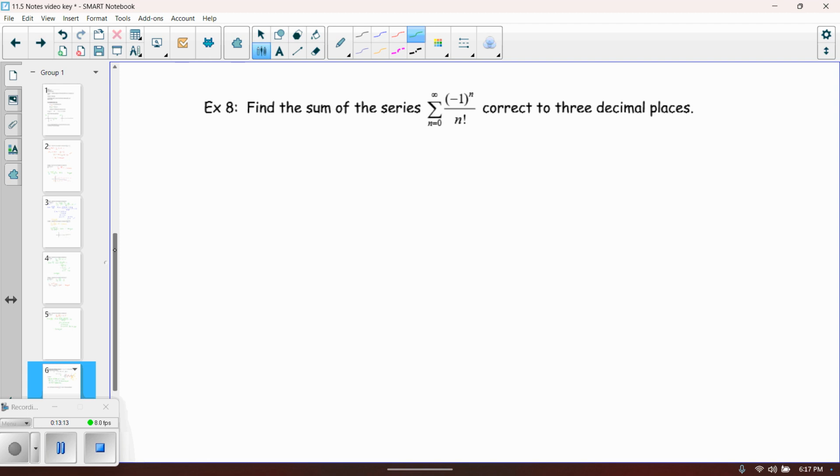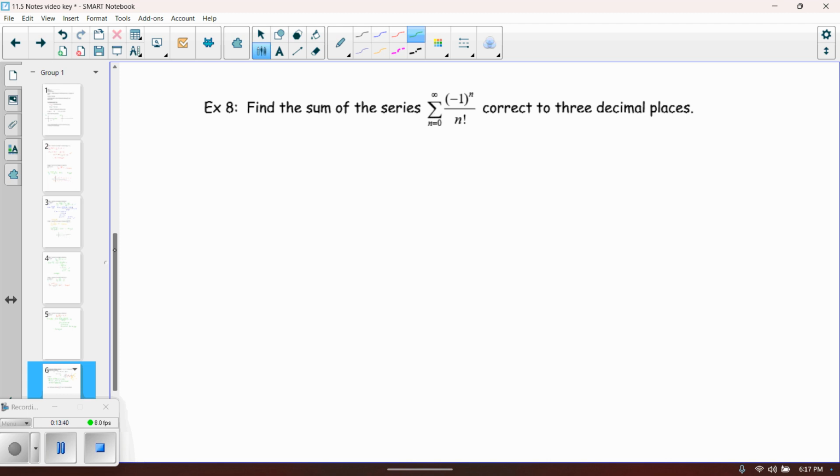So here we have the sum of (-1)^n over n factorial. And it's definitely alternating. If you go through the criteria, which I'm not going to write down here, this passes the alternating series test for convergence. The limit goes to 0 for the absolute value, and all the terms are decreasing for the absolute value.